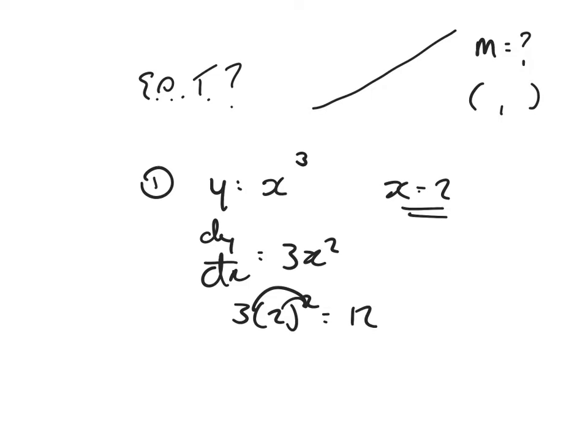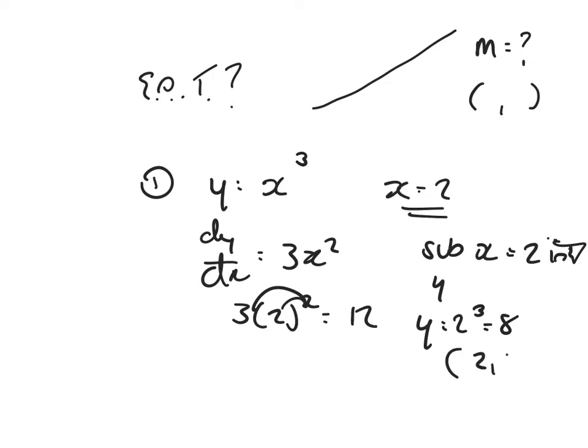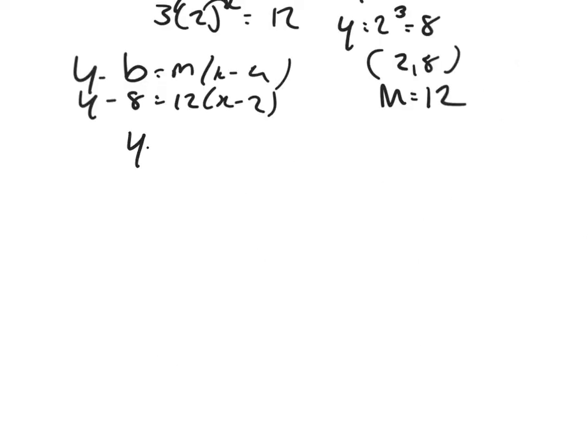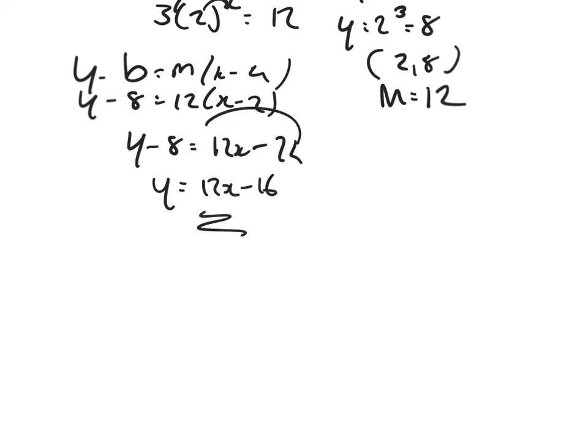We've got the x-coordinate. To find the y-coordinate, we would sub the x-coordinate back into the equation for y. So sub x equals 2 into y, that will be y equals 2 cubed, and y is equal to 8. We'll then get the point (2, 8), and we've got the gradient that we got through differentiation, which was 12, and put that into y minus b is equal to m bracket x minus a. y minus 8 is equal to 12 bracket x minus 2. So that's y minus 8 equals 12x minus 24. Bring that over, and the final answer is y equals 12x minus 16.